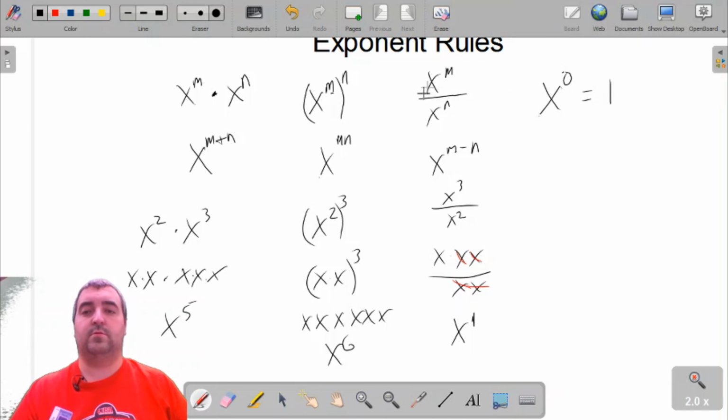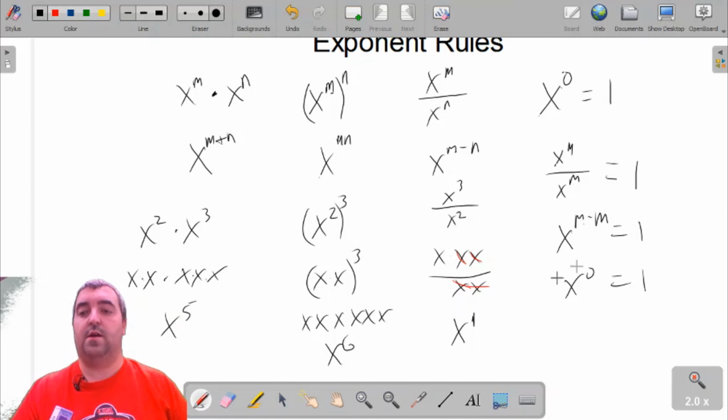Okay, and the way you can prove this if you want is you can actually use this division rule where x to the m over x to the m. Well, if you do division, we know that you're going to do m minus m, which is 0. But we also know that whenever you divide anything by itself, it also equals 1, which means, there we go. Okay. So yeah, these are the 4 exponent rules we're going to talk about in this video.